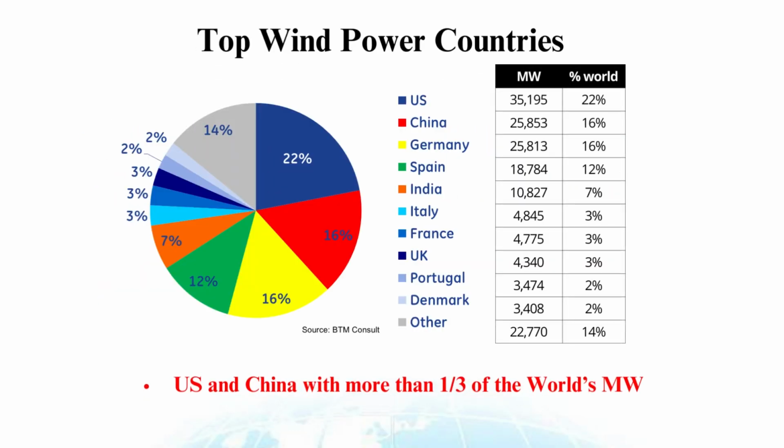Top wind power countries. The United States and China are indeed the top two wind power countries, collectively representing more than 1/3 of the world's total installed wind power capacity. Their significant contributions to the global wind energy sector demonstrate their commitment to renewable energy and sustainability.